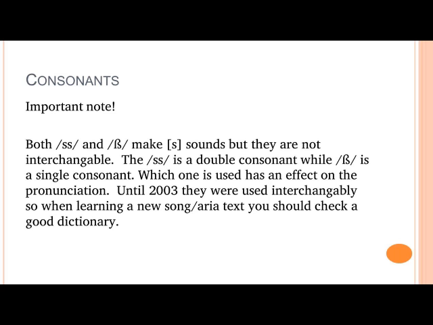So why is this difference important? Well, you remember that a vowel followed by a single consonant is long and closed. A vowel followed by a double consonant is short and open. So the SS is a double consonant while the SZ is a single consonant, so it has an effect on the length and the quality of the vowel.